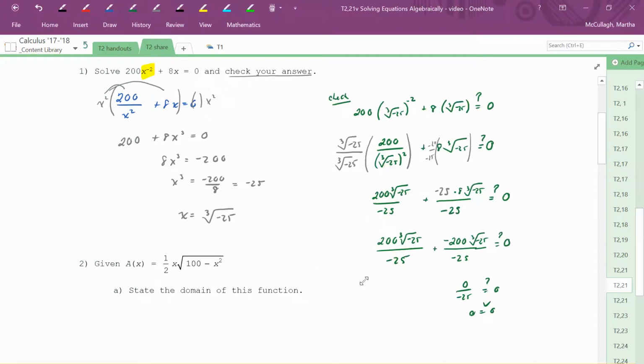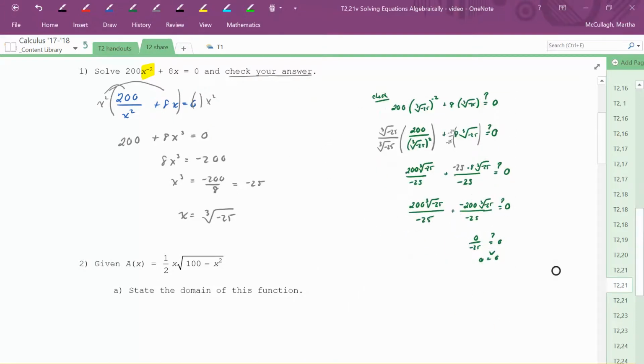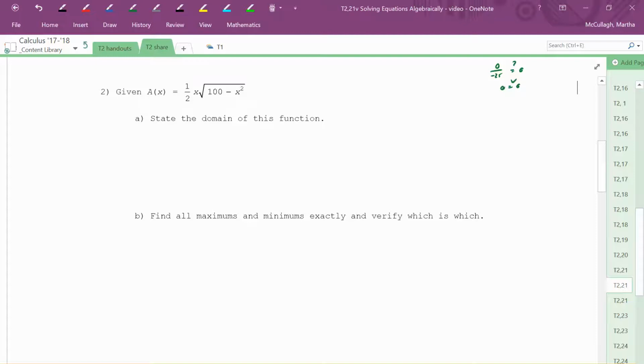So I'm going to make this a little bit smaller, get it out of here for us. Okay. On to problem number 2. The first part of this problem is that we want to state the domain of this function. So if we want to talk about the domain, we're always asking ourselves, what am I allowed to plug in? The domain is the set of x values, the set of inputs, the values that I'm going to enter into my function. So what am I allowed to plug in for x?